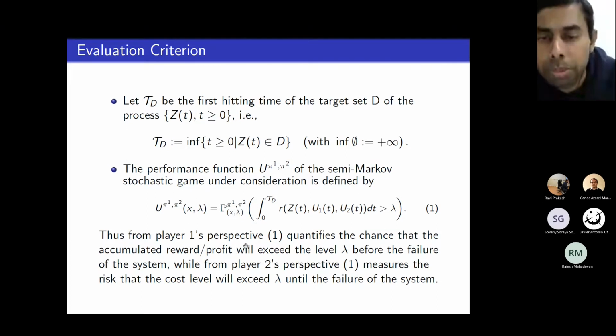So from player one's perspective, one quantifies the chance that the accumulated reward or profit will exceed the level lambda. So this x and lambda, x is basically the initial state and lambda is the initial profit goal. So this is basically the probability that the accumulated reward or profit will exceed the level lambda before the failure of the system. That is because we are looking at the problem up to time tau d, while from player 2's perspective, this measures the risk that the cost level will exceed lambda until the failure of the system. So this is the performance criteria.